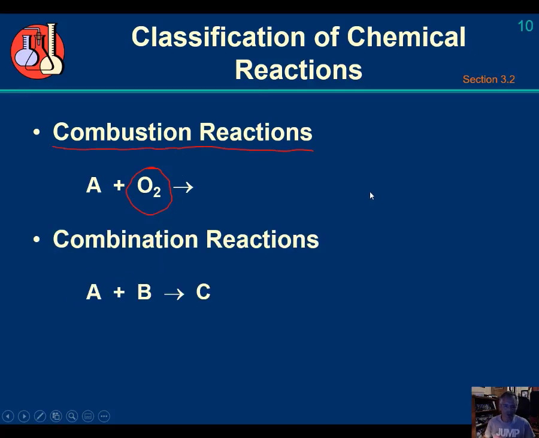Then we have combination reactions. In combination reactions, we have multiple reactants. So in this case, we've got two reactants, but I could have some other reactant here. But the bottom line is all the reactants, however many reactants you have, combine, hence the word combination, to form one product. So that's how we recognize combination reactions: multiple reactants and a single product.